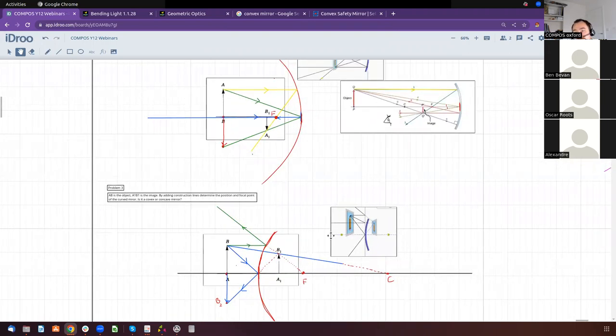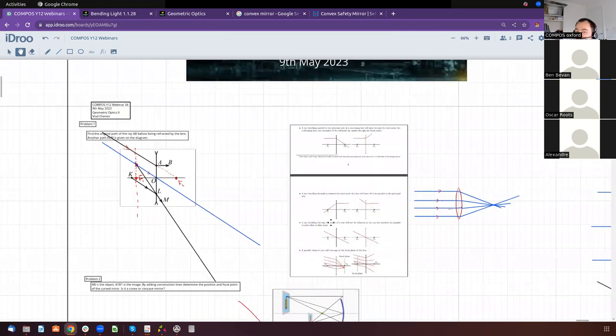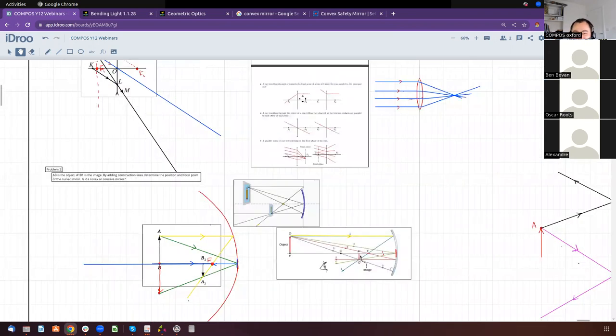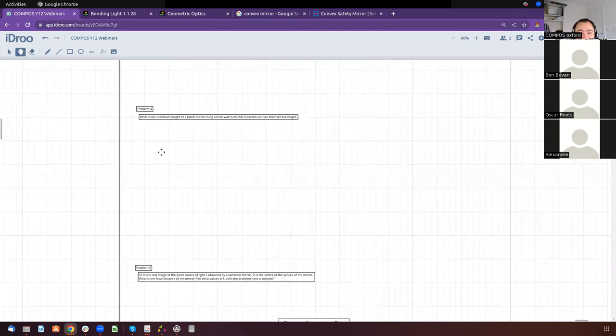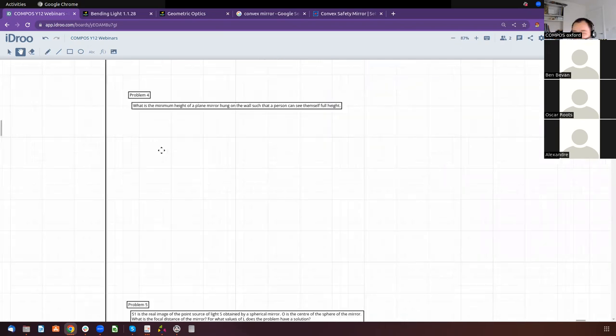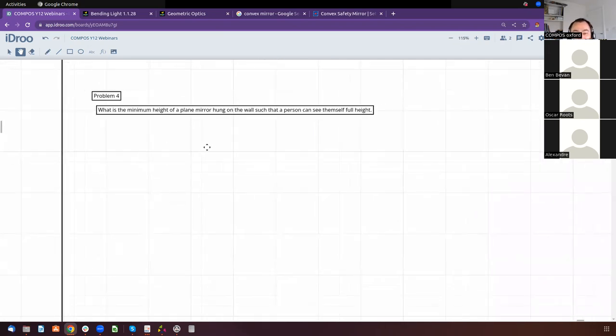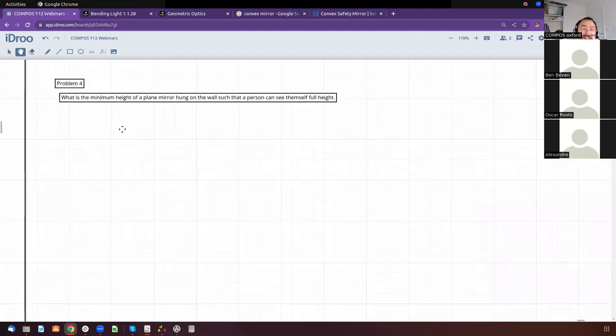Right, so the remaining questions, some of them would be easier. Okay, so you can breathe out. The next question is about a plane mirror. So that's much easier. What is the minimum height of a plane mirror hung on the wall such that a person can see themselves in full height? Have you ever thought of how tall must the mirror be in order for you to see yourself in full height?